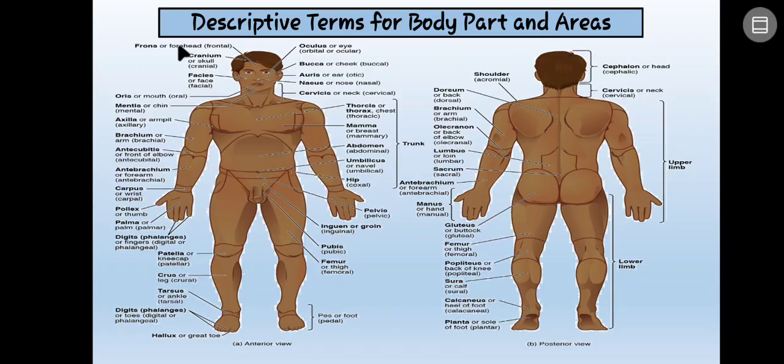So from the top, we have the head. Okay, so here is the frontal region of the head. This is the cranial region of the head. Buccal region, the cheeks. The cheeks is what we refer to as the buccal region. Okay, the facial region, the face.